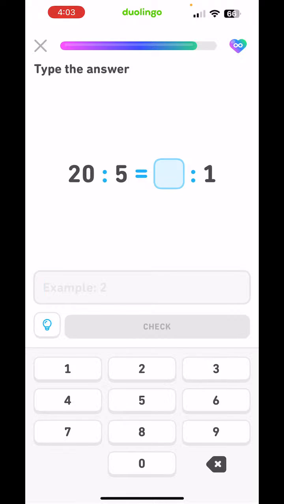Okay, so we have 20 to 5 equivalent to x to 1. So we'll divide by 5. This would be 4.